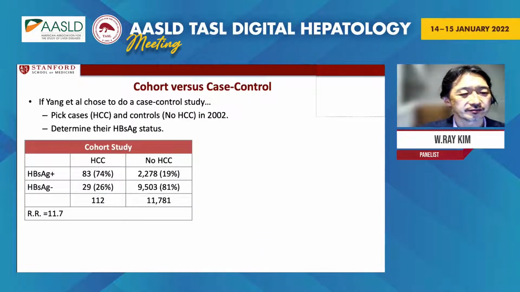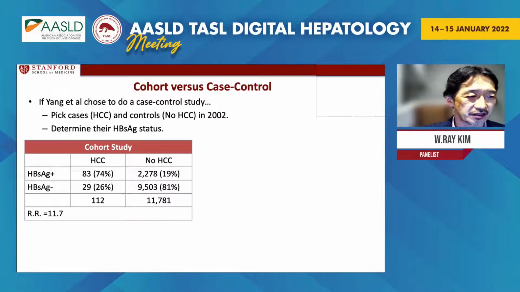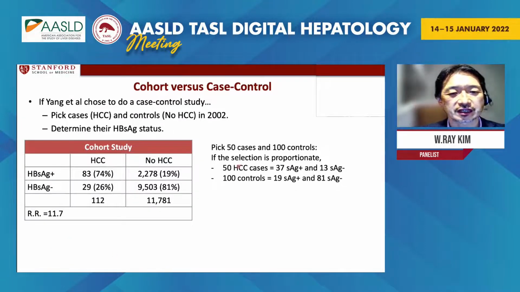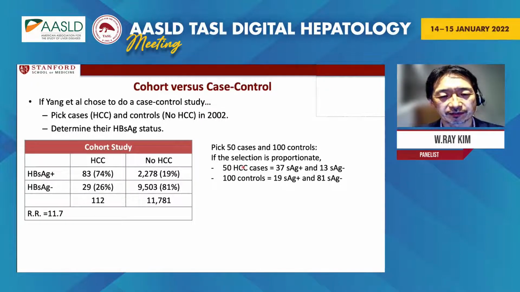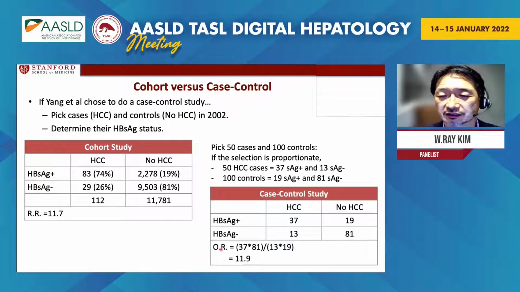An important thing to think about is that if you do a case control study well, you get the right answer. So we shared this table with you from the New England Journal paper. 11.7 was the relative risk in the cohort study. But what if he did a case control study, and you can imagine that he would pick 50 cases of HCC and 100 controls in this setting, and if the selection of cases and controls were proportionate with regard to the exposure, then you would get a result like this.